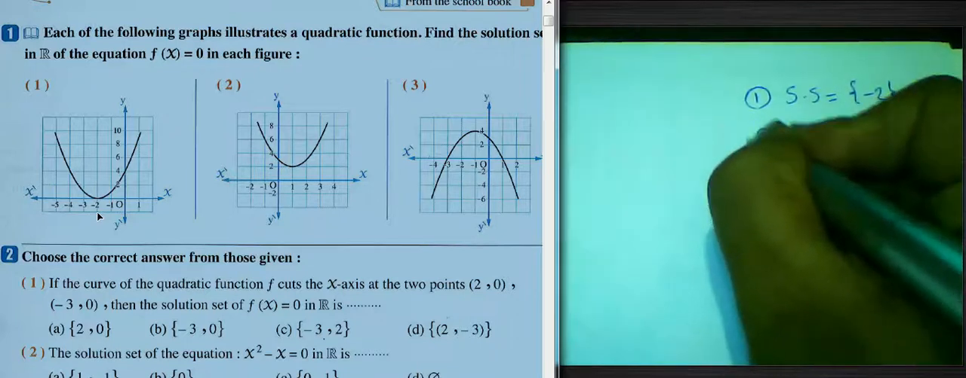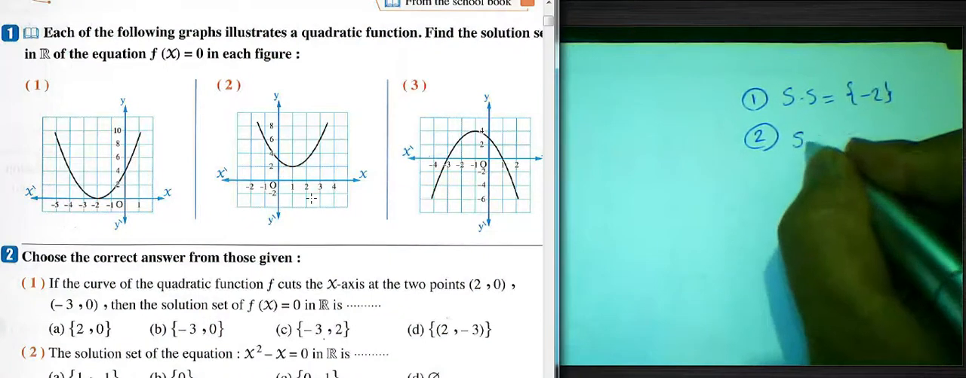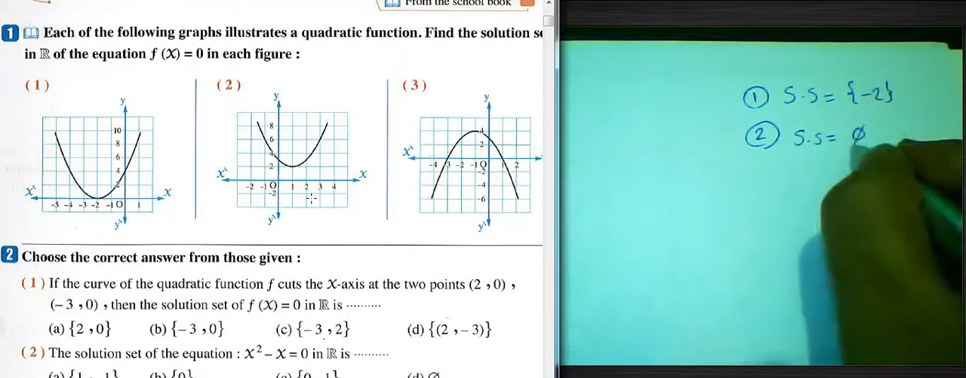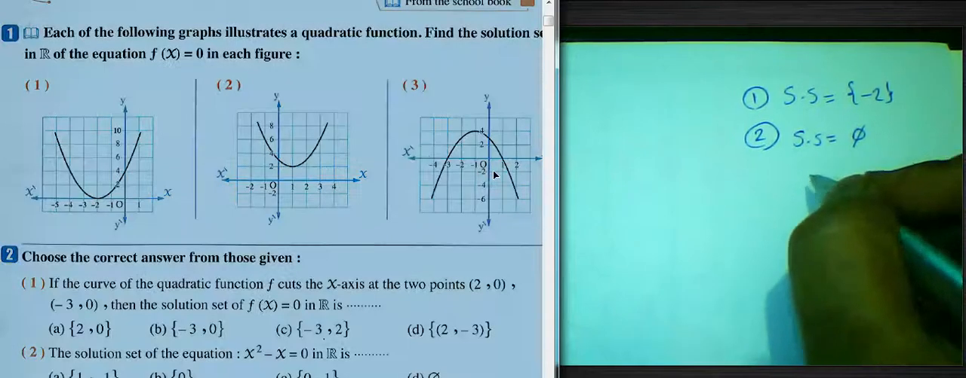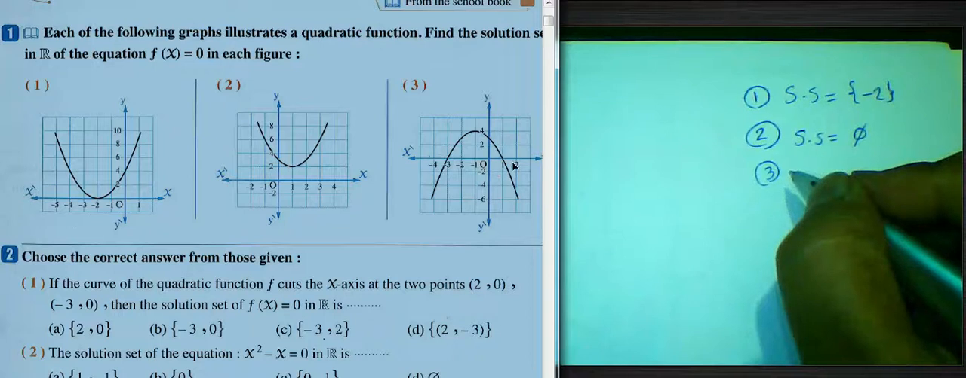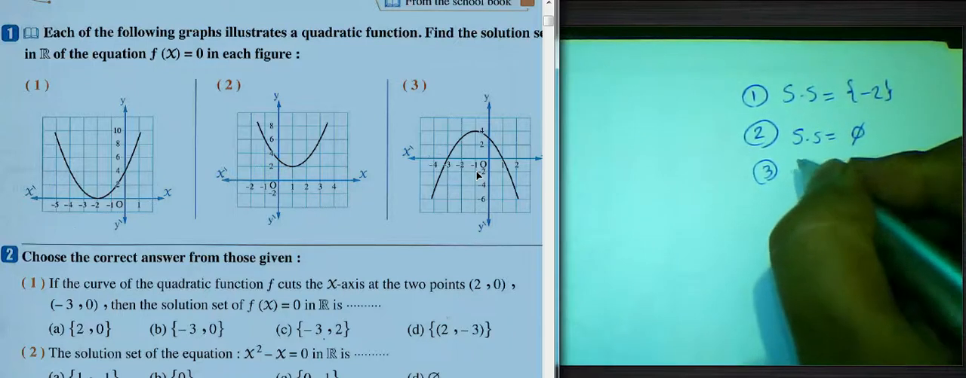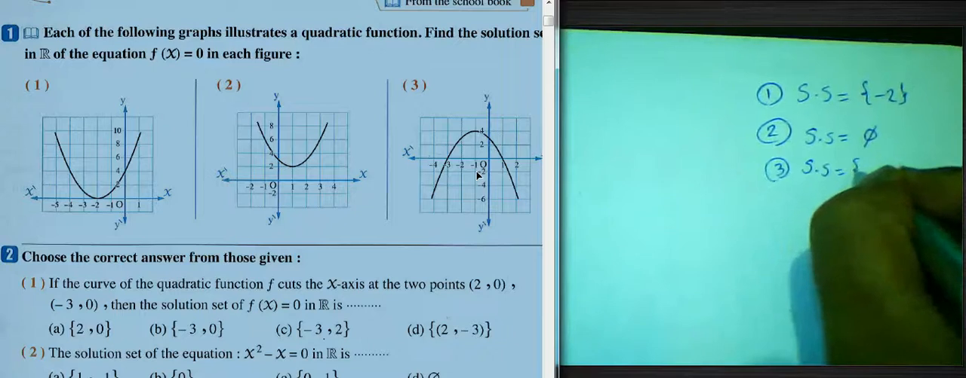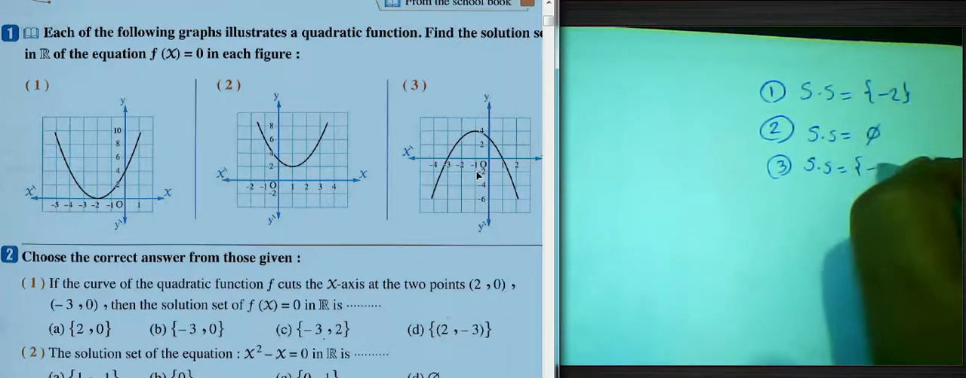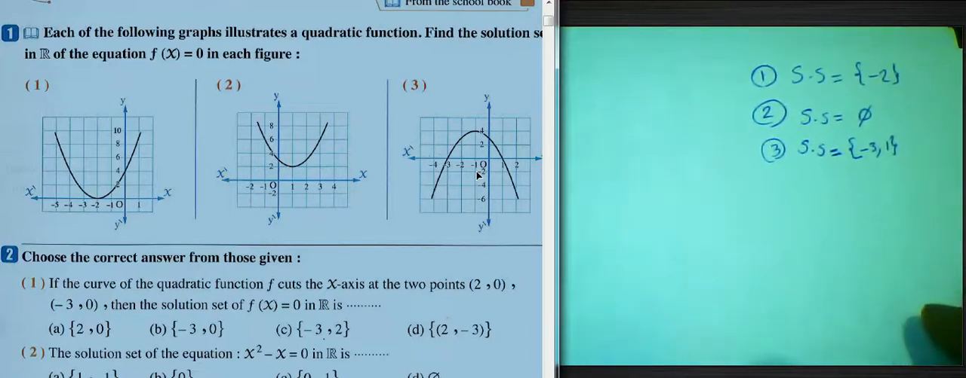Number 2, the curve has no intersection with the x-axis. So the solution set in R equals phi. And then question 3, we have -3 and 1. They are the roots of the curve. Okay, the solution set equals {-3, 1}. It's easy.